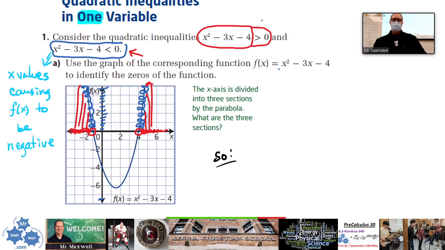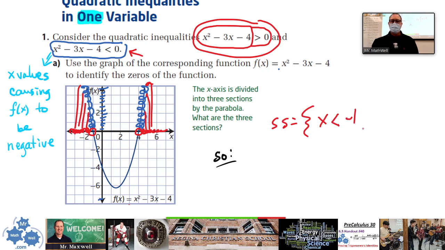So for this one, let's write out the solutions here. For the greater than, this red one that we just identified here, the solution set would be x values less than -1 and x values greater than 4. And notice, because this inequality does not have an or equal to, we are not putting an or equal to in these inequalities in the solution set, because we don't want to include the 0.